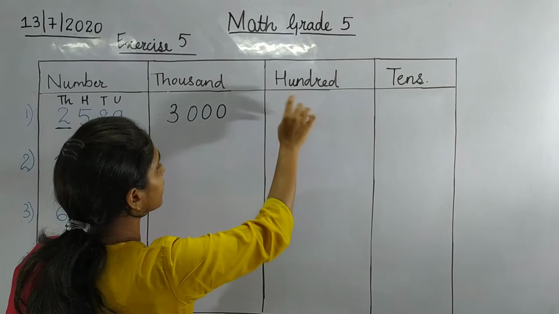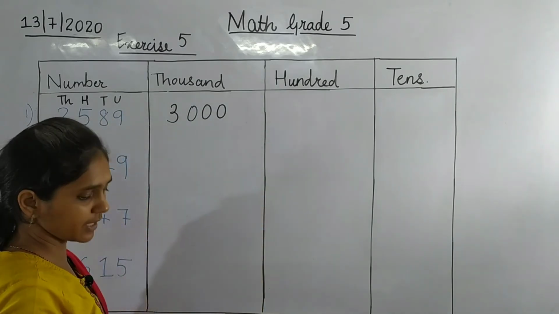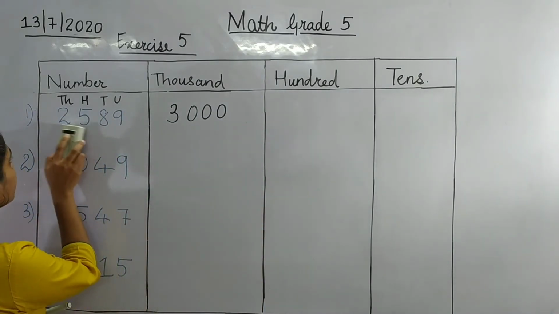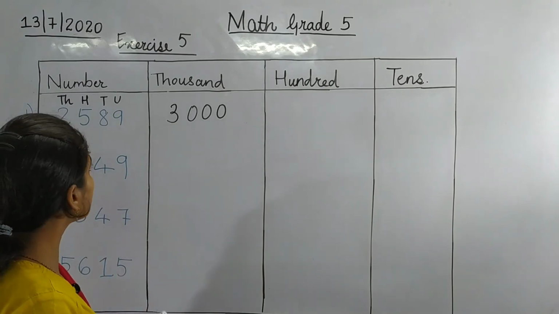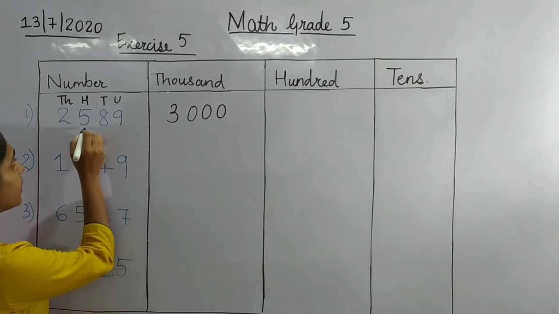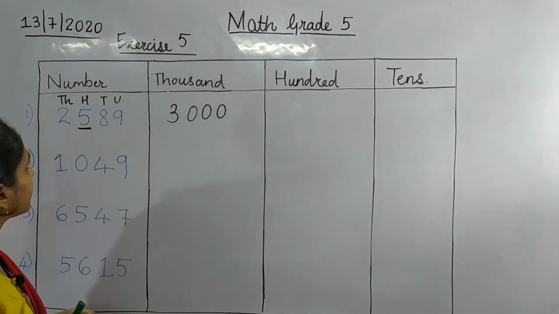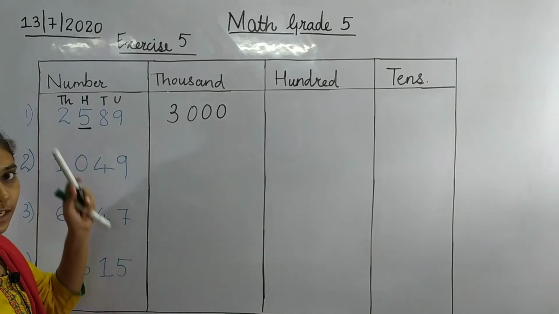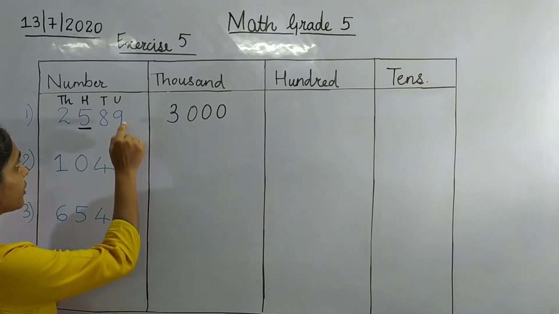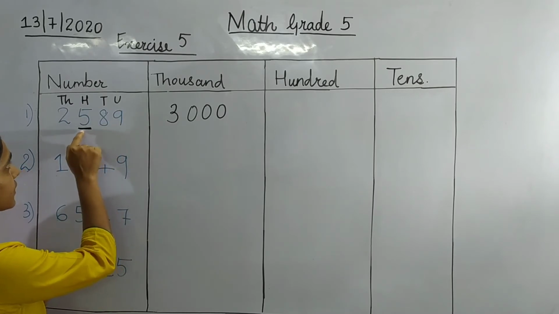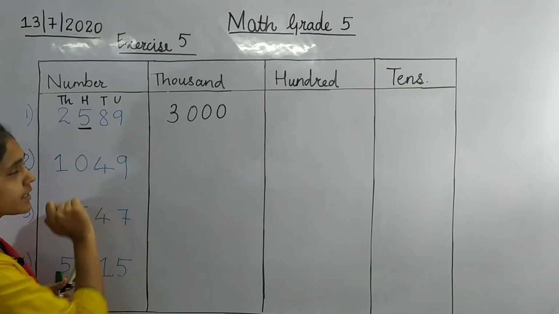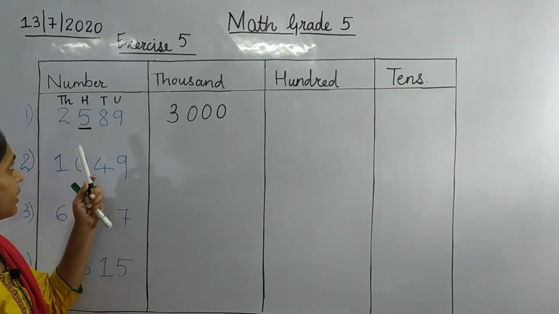So now if we have to round off the given number to its hundreds place, first we need to check the number which is in the hundreds place. So which is the number in the hundreds place here? 5 is the number which is in the hundreds place, right? Because this is units place, this is tens, and this is hundreds place. So 5 is the number in the hundreds place.